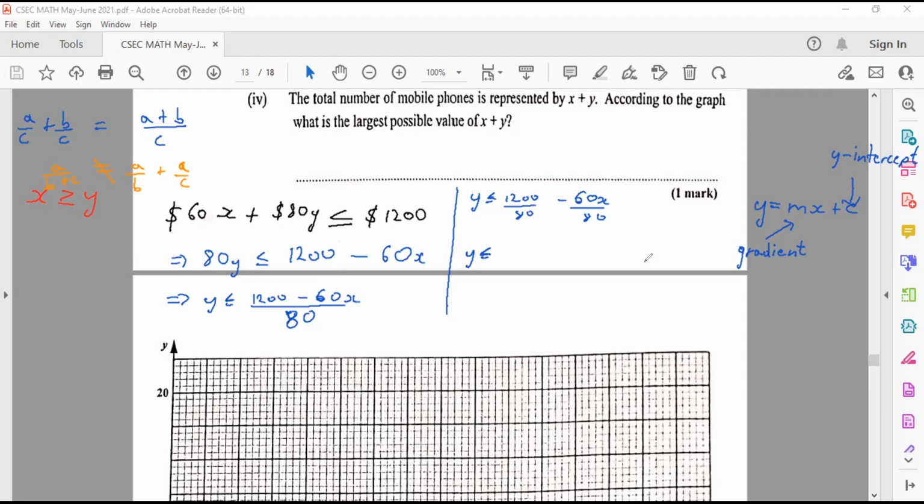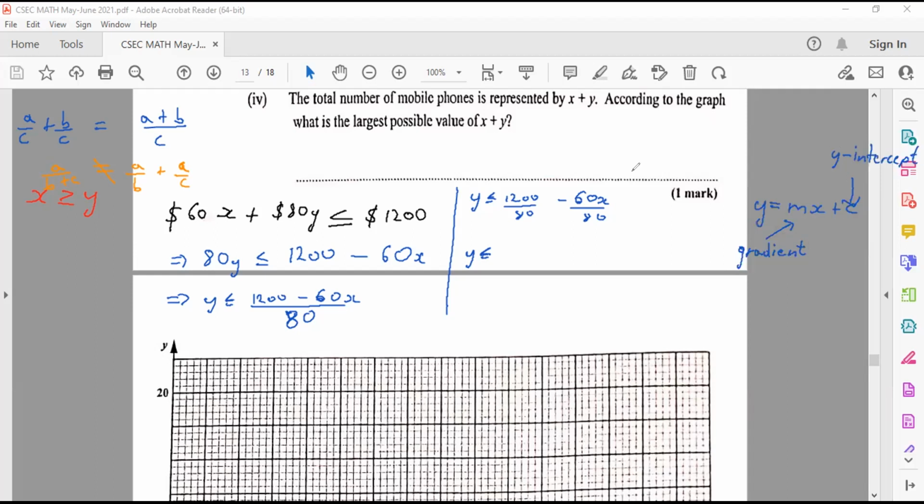Yes, sir. I can't understand it. I was asking, sir, why did you rearrange it? Oh, we rearranged it so that we could get it into the form y equal to mx plus c. Let me change this color. Maybe will yellow work? Oh, it doesn't work like that.